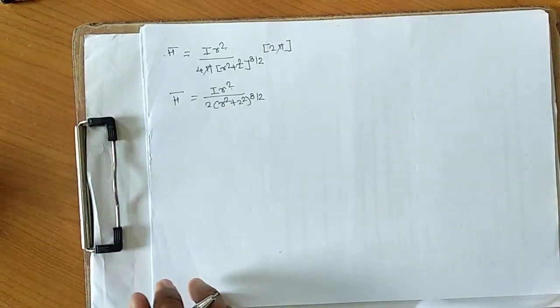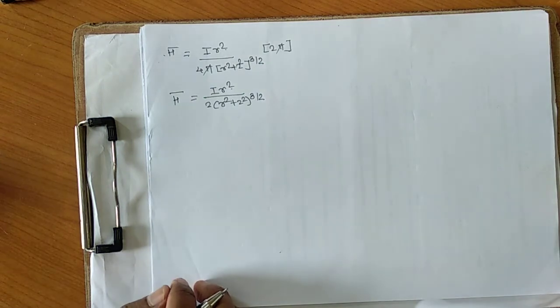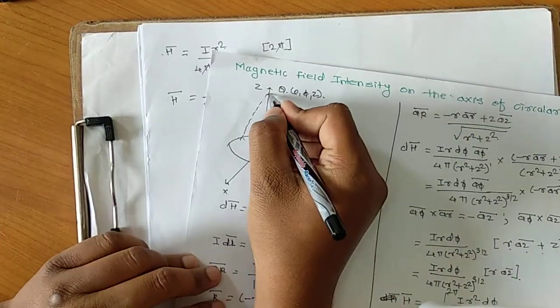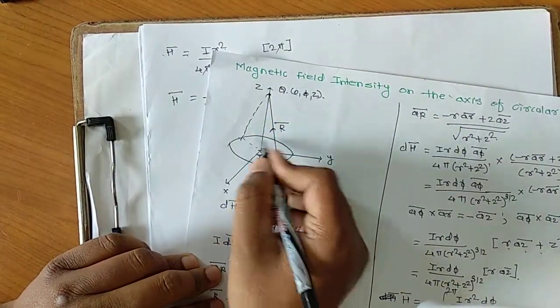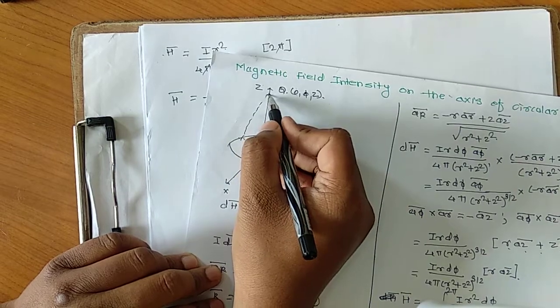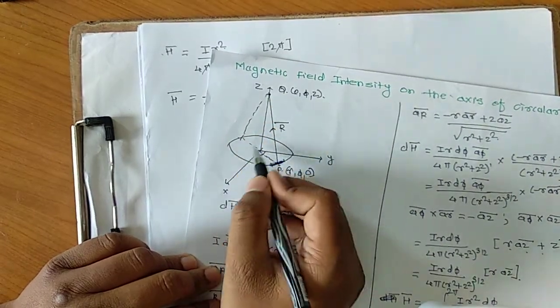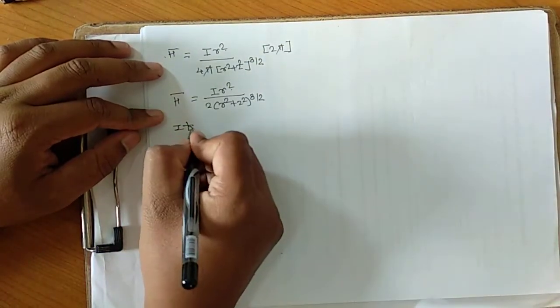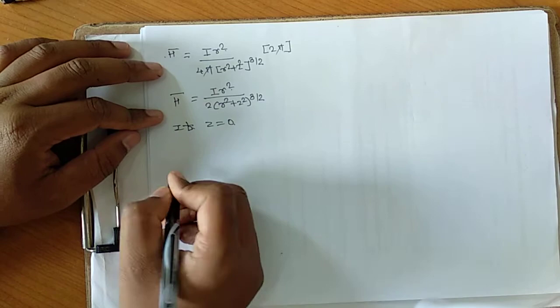Now if you consider that suppose Z is going to be 0, it means this point is on this plane, this Q point is on the XY plane. So what will happen? Z is going to be 0. So if Z is equal to 0, then what will happen?